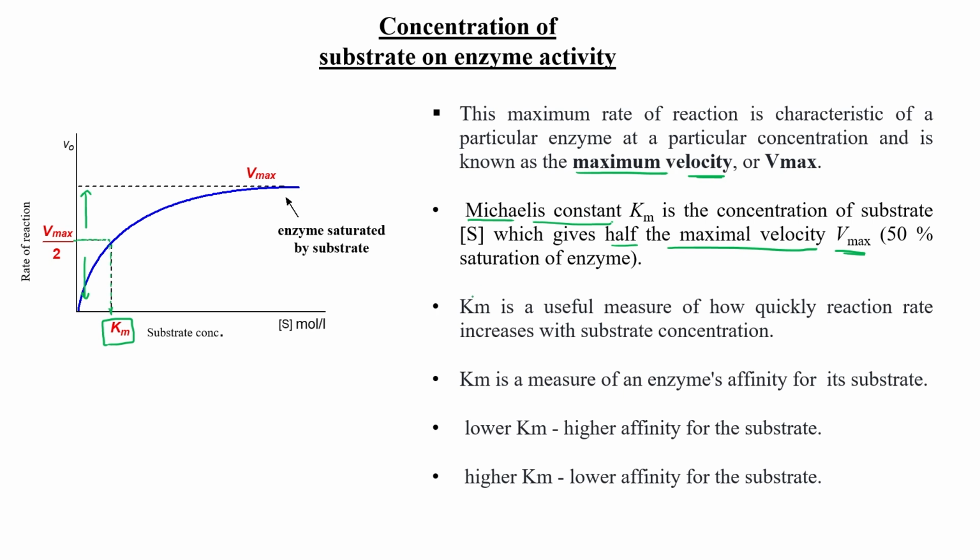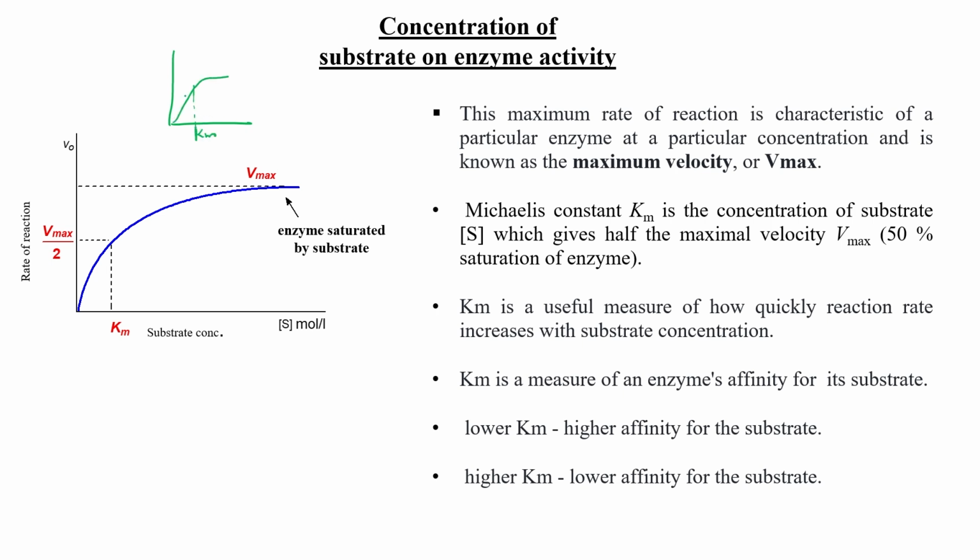So this Km is very useful to measure how quickly the reaction rate increases with substrate concentration. Means if we achieve a low level of Km, or a lower value of Km, let's say I put Km over here. This is my Km value. Then what can I say? I can say this substrate has high affinity for the enzyme.